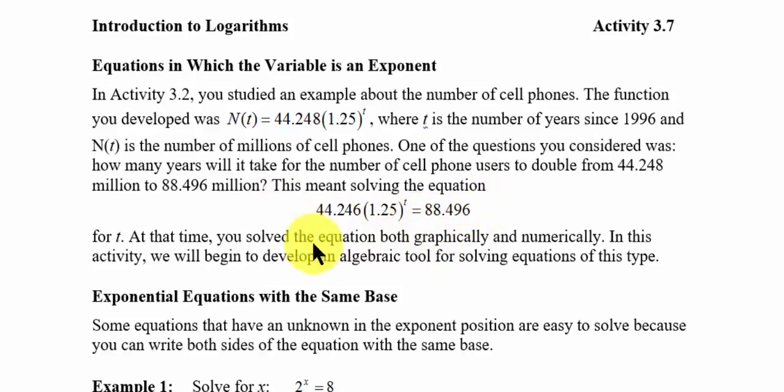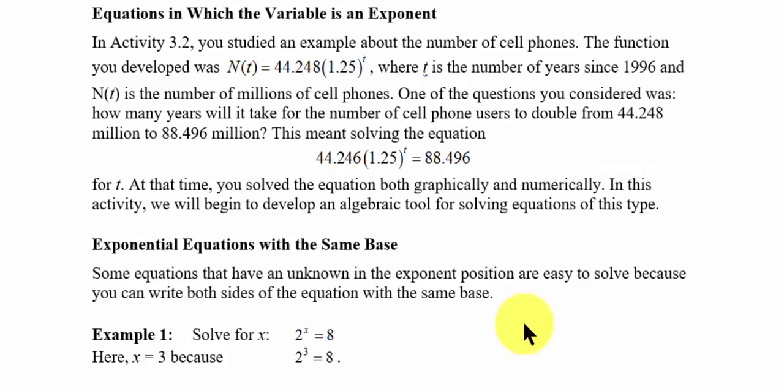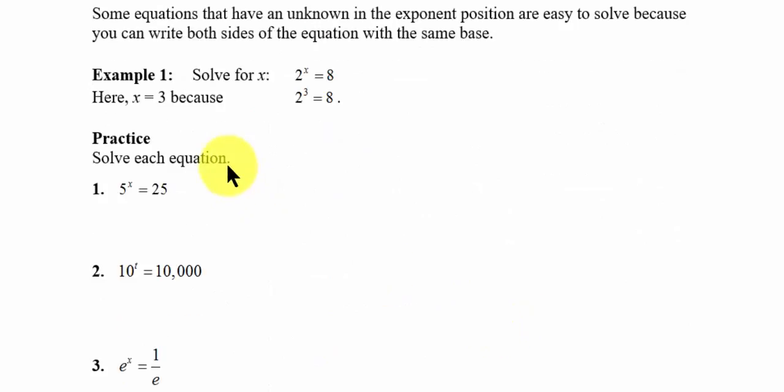And the way we solved this problem back then was we graphed both sides of the equal sign, right? So we had y1 would be the left side of the equal sign, y2 would be the 88 million, and the intersection would be our answer, right? That would tell us how long it took. With logarithms, we could actually solve this without graphing, okay? But before we get into the steps to solve this problem using logarithms, we should begin with some of the basics. So if you look at example 1, it says solve for x.